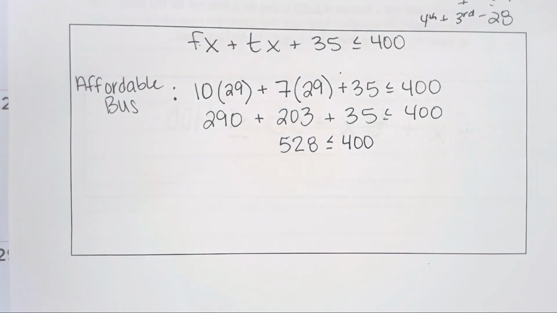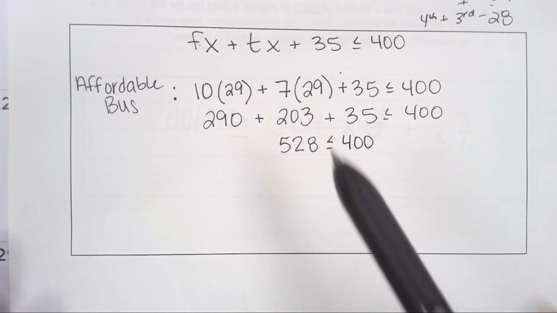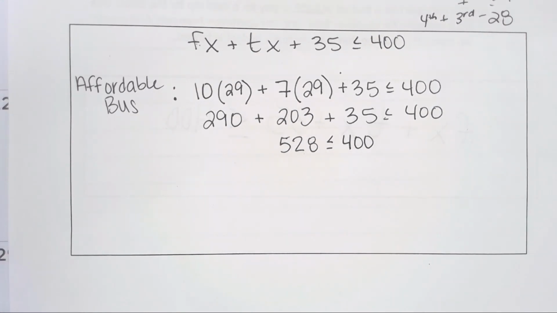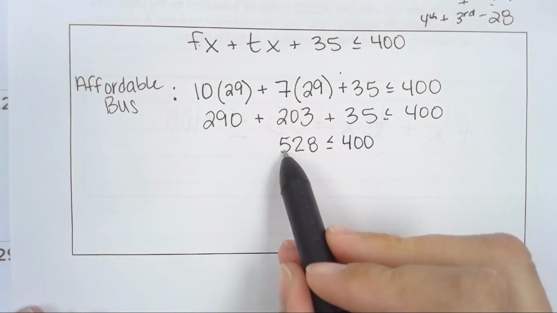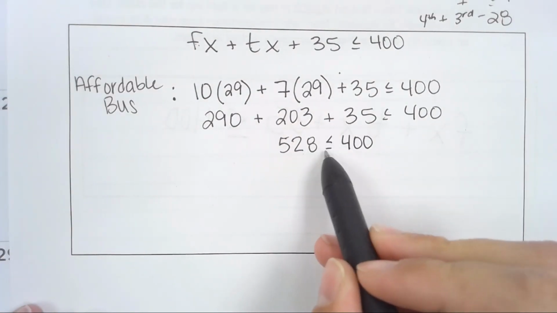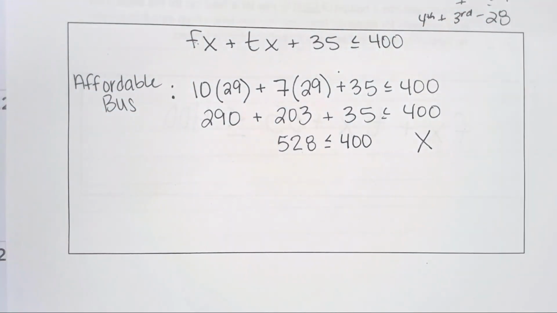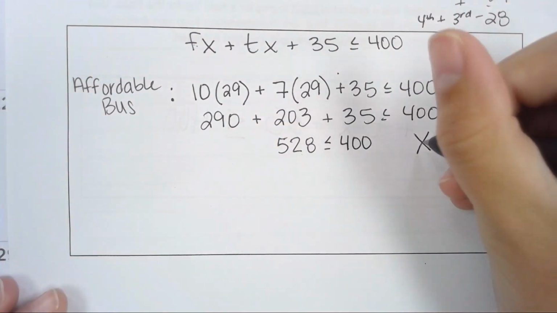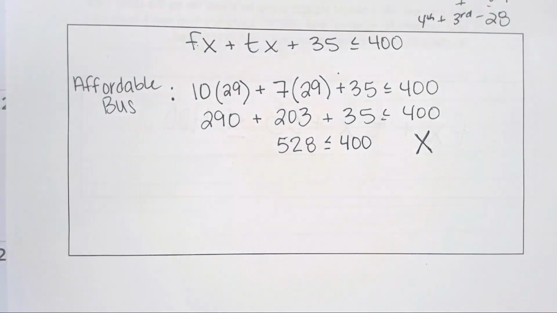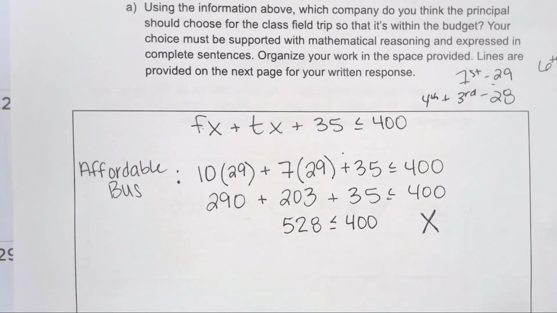So are we able to use the affordable bus? Are we going to stay in budget if we use the affordable bus? Well, you guys notice that the 528 is not less than or equal to 400, so we know for a fact that we cannot use the affordable bus. So I'm just going to put an X there. Okay, so let's try the next one. So the next one is Mellow Yellow.